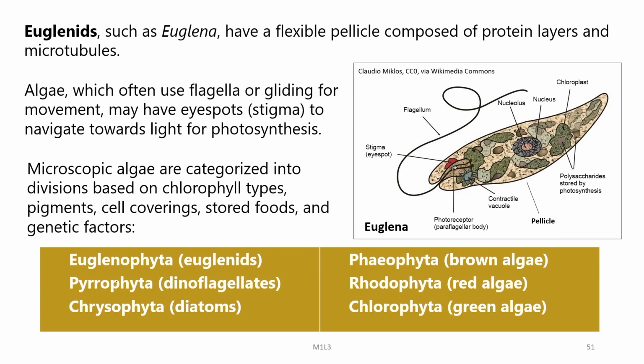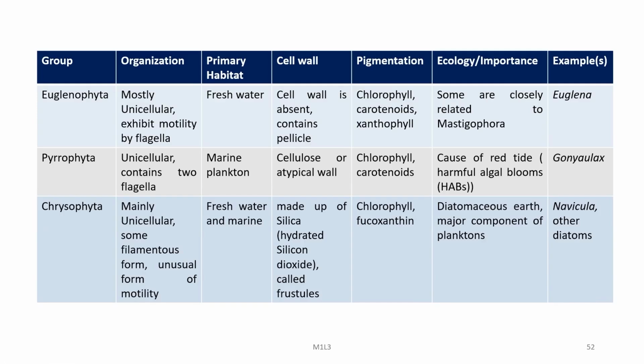So, they may be classified as Euglenophyta, Pyrophyta, Chrysophyta, Phaeophyta, Rhodophyta and Chlorophyta. So, Euglenophyta, these are mostly unicellular and exhibit motility by flagella, found in fresh water. They do not have a cell wall, contain a pellicle, and have pigments like chlorophyll, carotenoids and xanthophyll, and some are closely related to Mastigophora. Examples include Euglena.